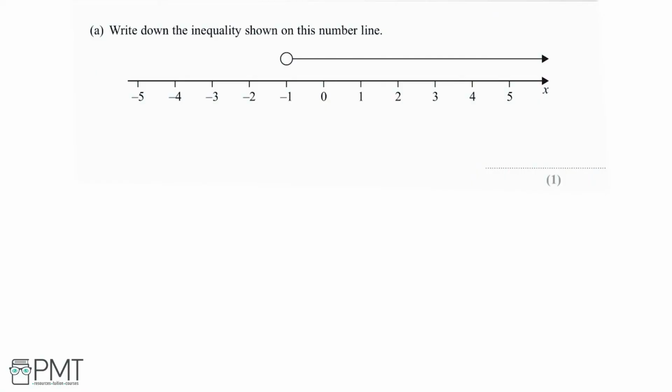Part A says write down the inequality shown on this number line. So we can see we're going from -1 and then we're going all the way up. And now since this number line is referring to x, we can say that x is going to be greater than -1. Now something we need to consider, is it greater than like this, or is it greater than or equal to? And in this case it's going to be greater than like this.